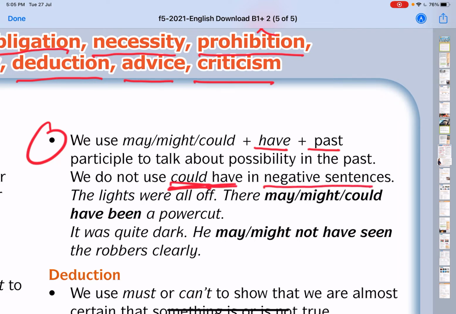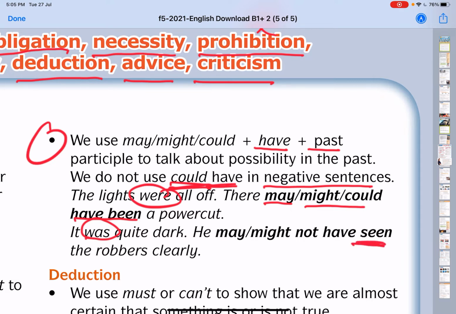The lights were all off. Okay, there may, might, could have been a power cut. So past tense, okay, menunjukkan benda tu mungkin telah berlaku pada satu masa yang telah berlalu. Okay, it was quite dark. Again, past. He may or might not have seen the robbers clearly.